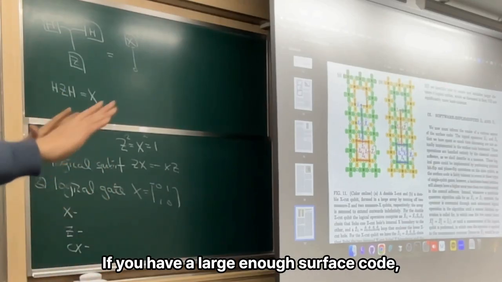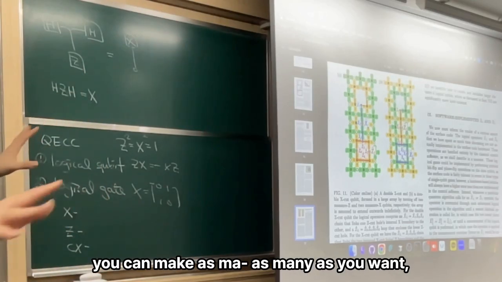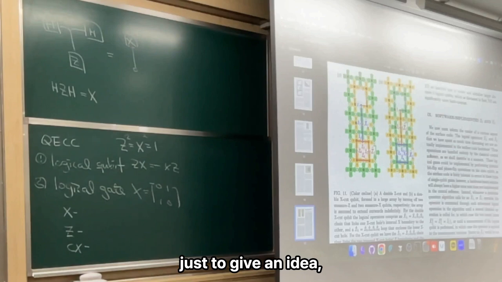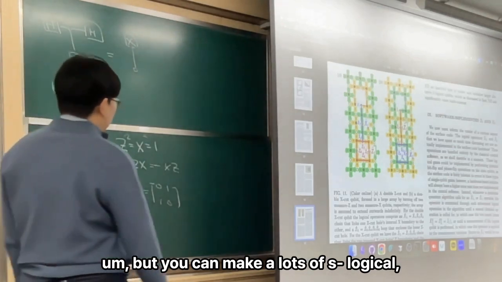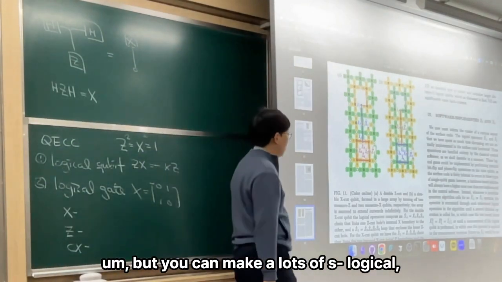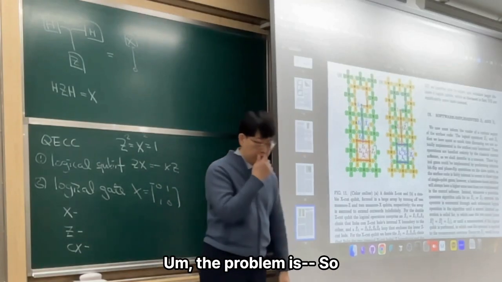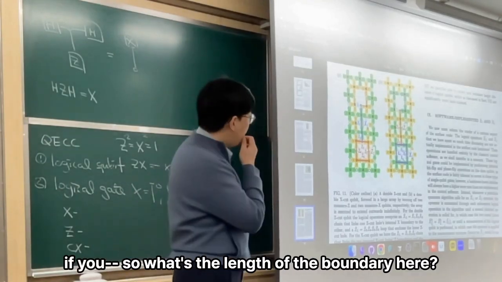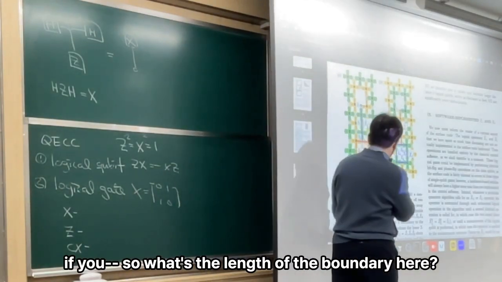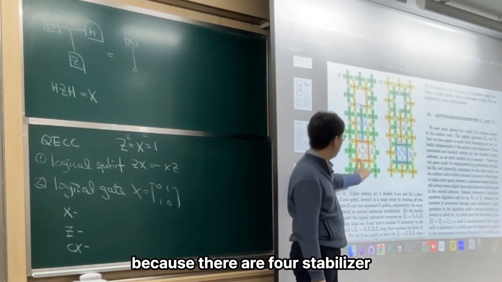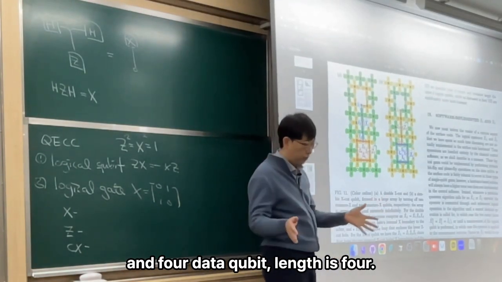By doing this, if you have a large enough surface code, you can make as many as you want, not just one, right? So I made a picture of this big surface code just to give an idea, but you can make lots of logical qubits in one surface code here. But the problem is, what's the length of the boundary here? So the length is at most 4, because there are 4 stabilizers and 4 data qubits. Length is 4.